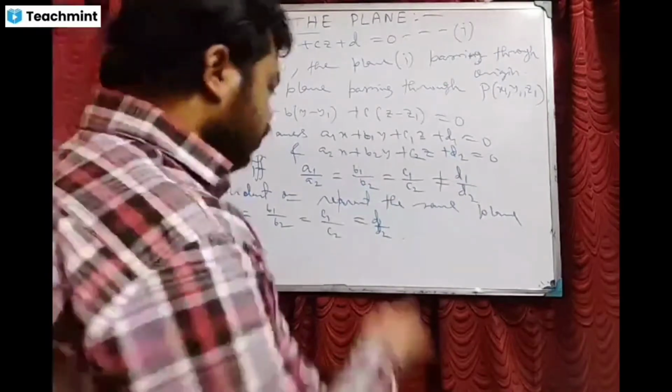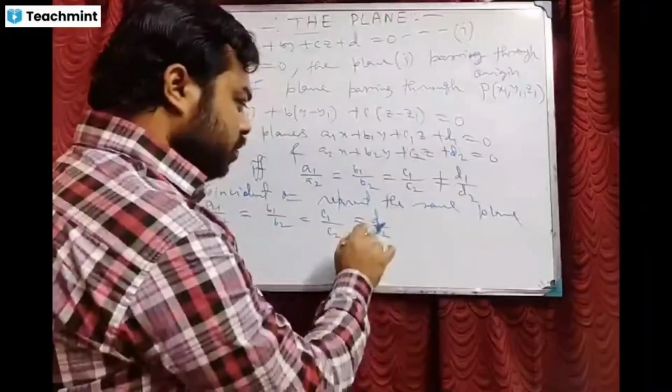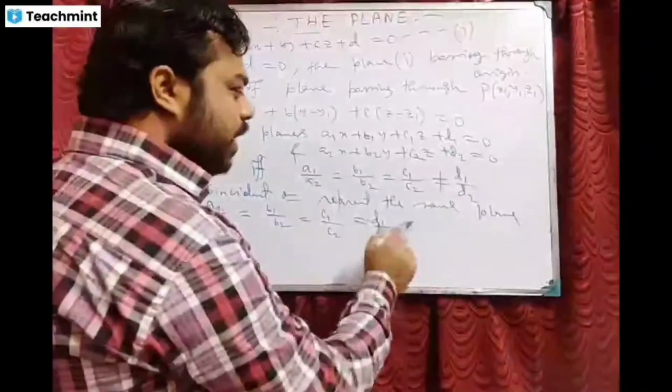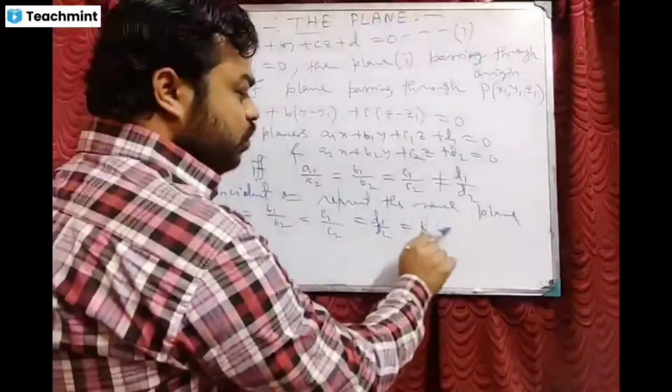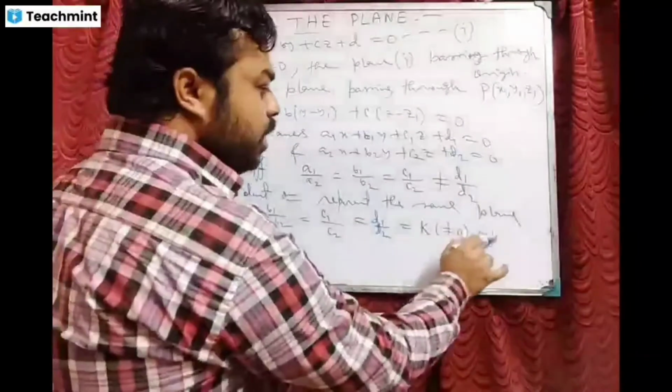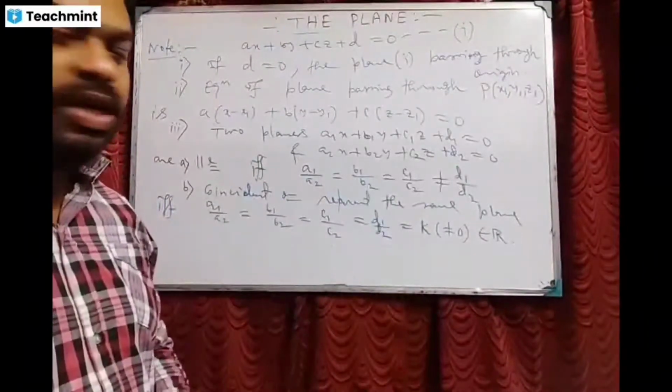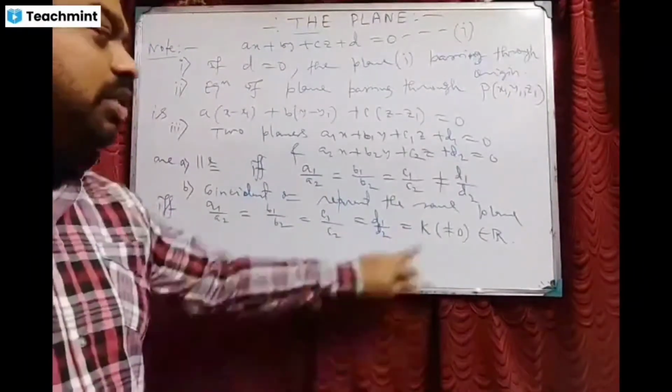Okay, so this is d1 by d2. So this ratio never can be zero. So this is equal to say k, which is not equal to 0, k belongs to real numbers. So the ratio is a non-zero constant, obviously. This ratio never can be equal to 0.